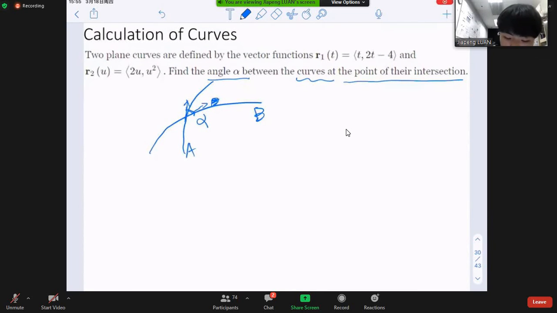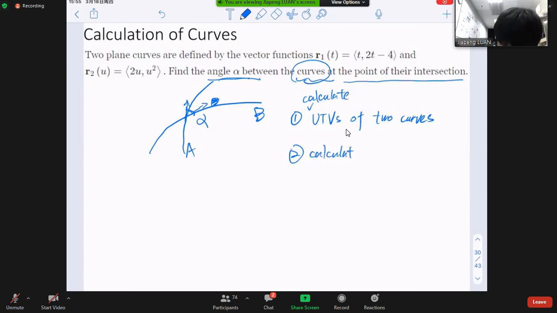So how to calculate the angle between two curves? The first thing, you need to calculate the unit tangent vectors of the two curves. And the second thing is to calculate the angle between two vectors. So that's the two steps. Okay.